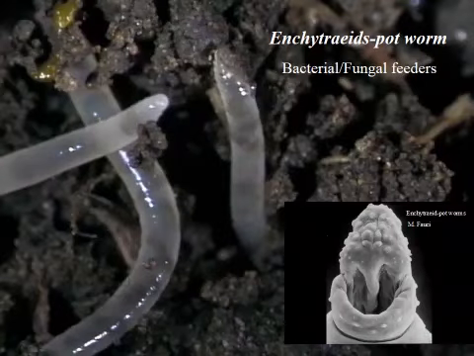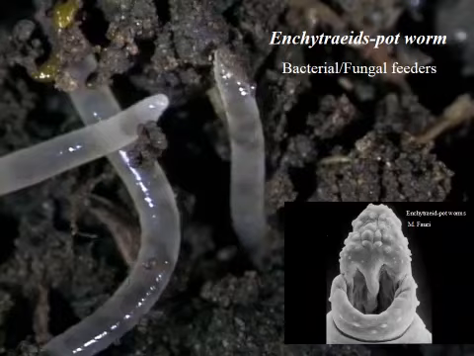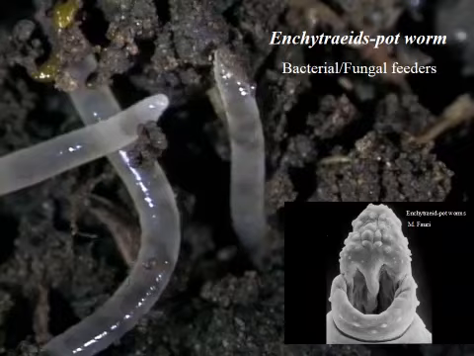Okay, Enchytraeids. These are a roundworm. They're actually called a potworm. The difference they have from regular earthworms is they don't have that segmented body. You can see here in this picture that they're kind of straight, there are no segments in their bodies. They tend to be kind of see-through.